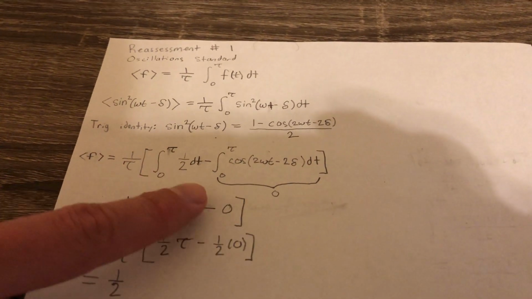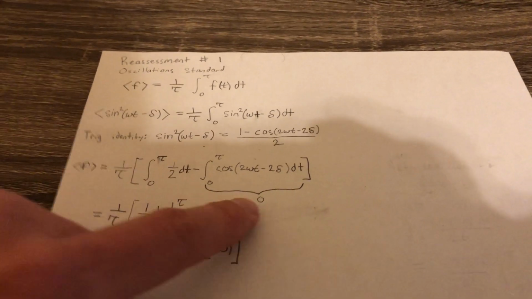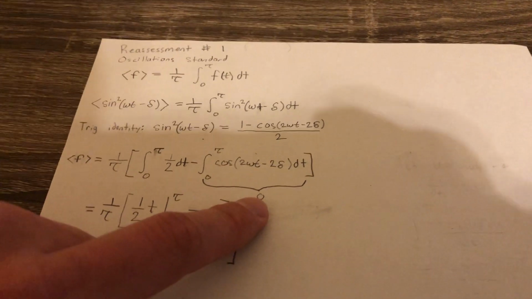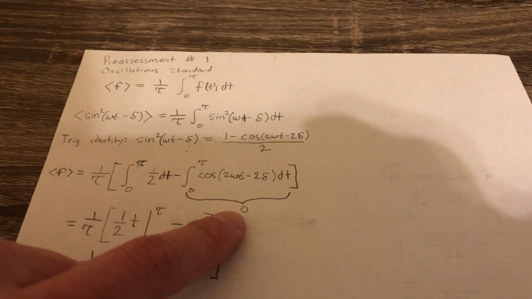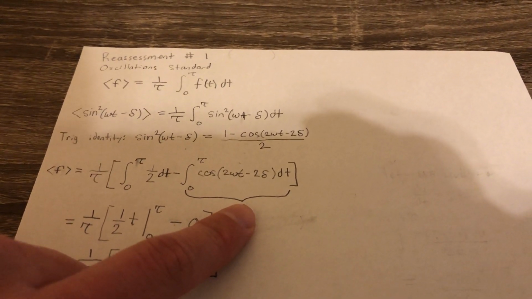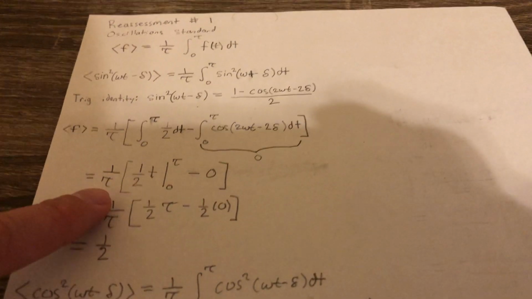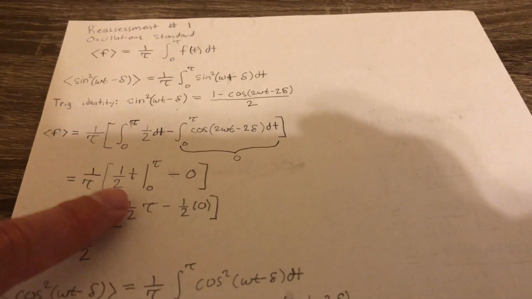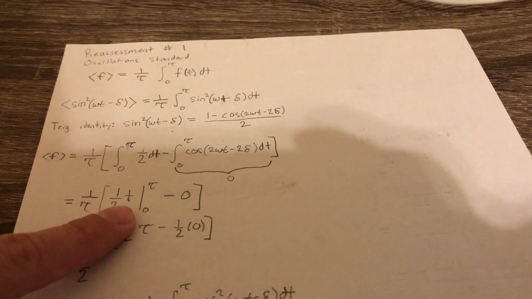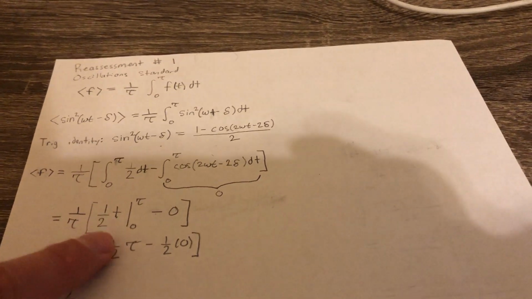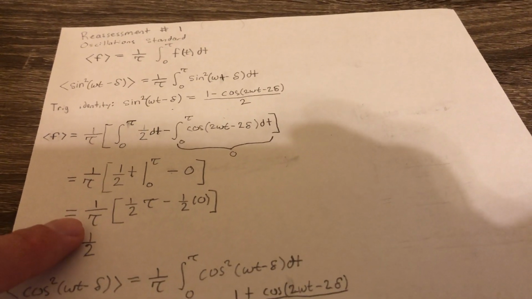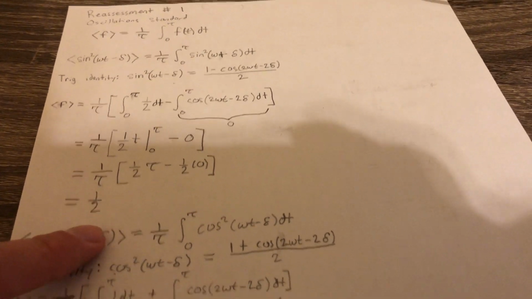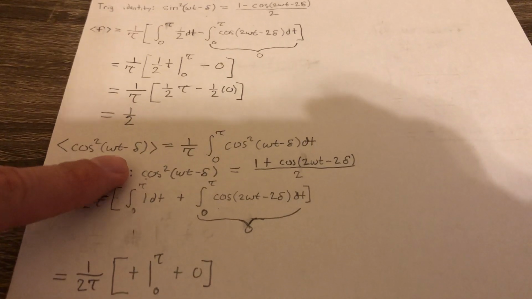and I went ahead and broke it into two integrals, because this integral ends up being 0, because once you take the integral of cosine, it turns out to be sine, and sine over a period is just 0. And then we just get this 1/2 t, and we have to make it go from 0 to tau. So then we get 1 over tau times 1/2 tau, and the tau's will cancel, and we just get 1/2, as we should have.